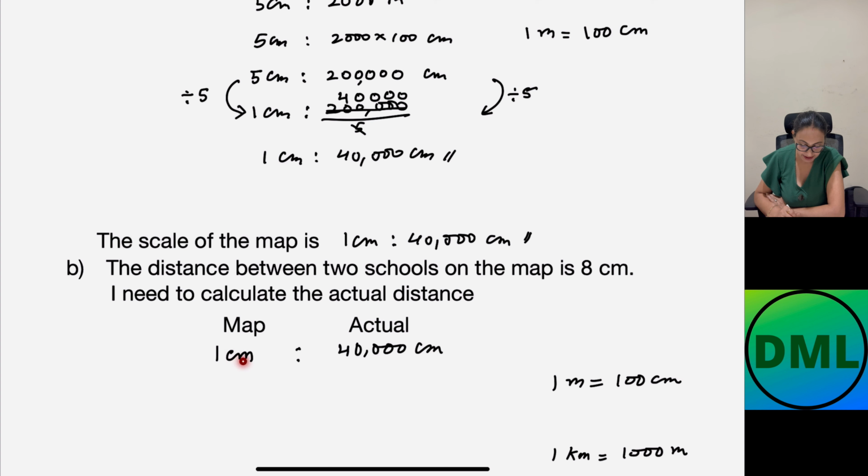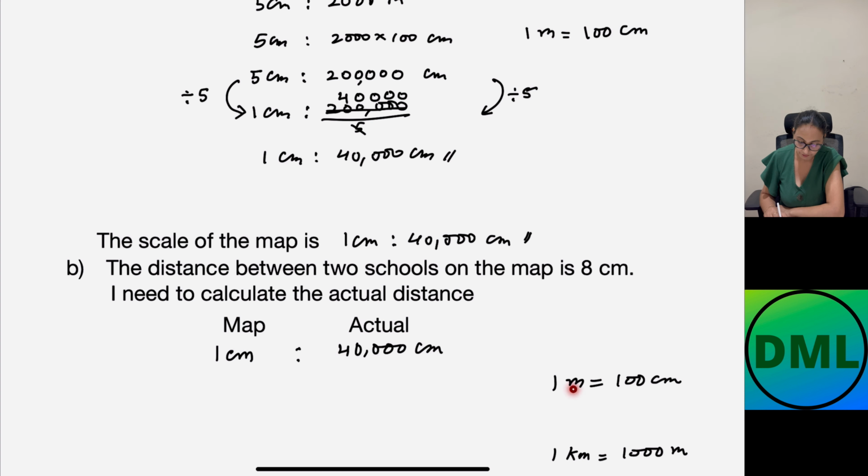So map 1 centimeter is equal to 40,000 centimeter. This is the scale we have. I need to convert 8 centimeter into actual distance. But if I use this, I'll get my answer in centimeter. First, convert this centimeter into kilometers again.